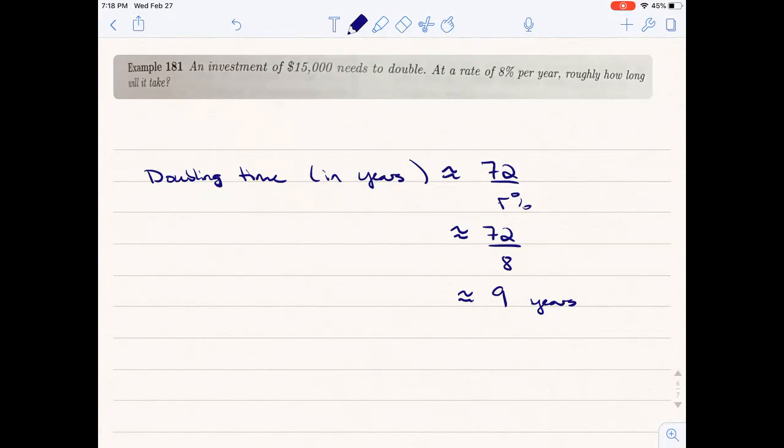So you could do things like any multiples of 2, right? How long would it take for my investment to quadruple? Times it by 4. Well, that's double it and then double it again, right? So it would take 18 years. Right? So any multiple of 2, any multiple of doubling, you can figure out. Okay.